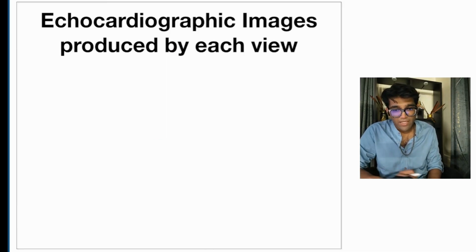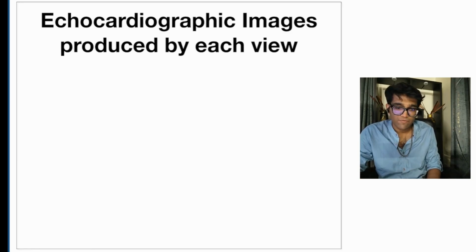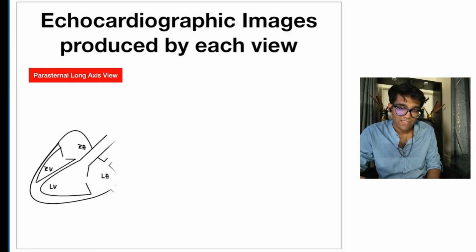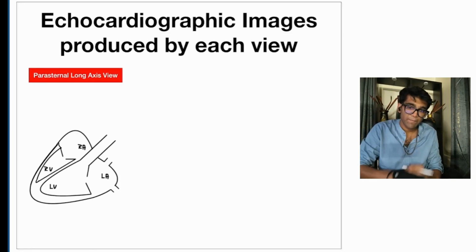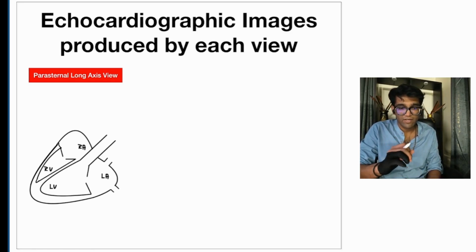Now in echocardiographic images, each one of these views is going to produce very characteristic silhouettes. So this is the parasternal long axis, and I've labeled the right atrium, left atrium, the right ventricle and left ventricle.